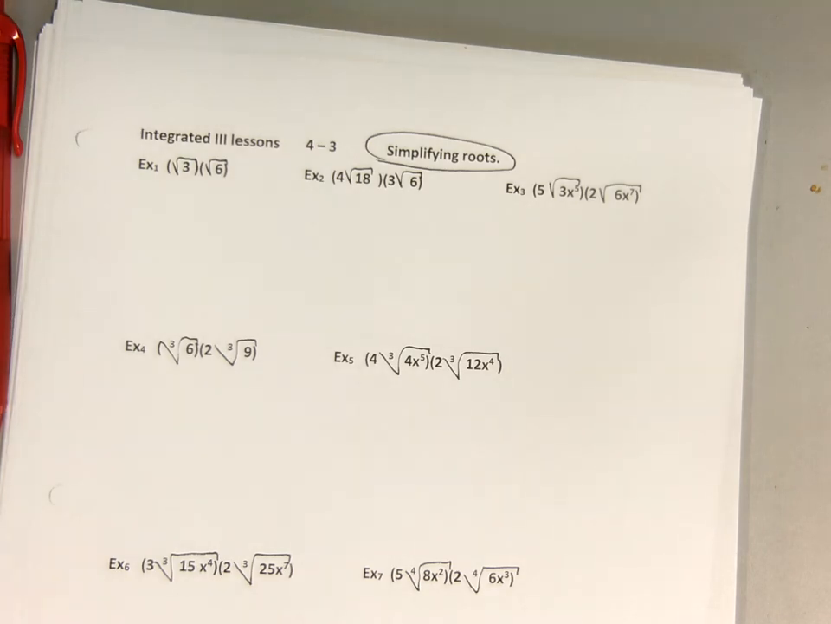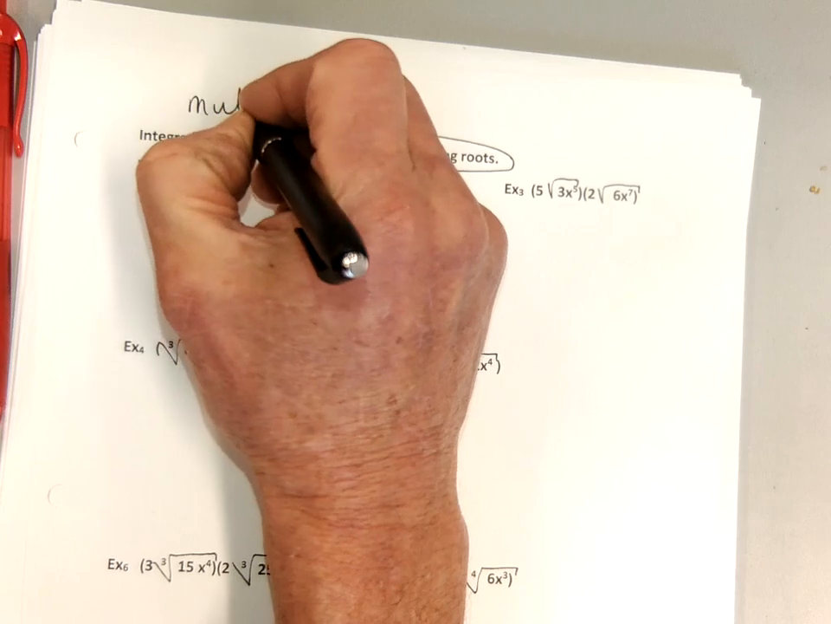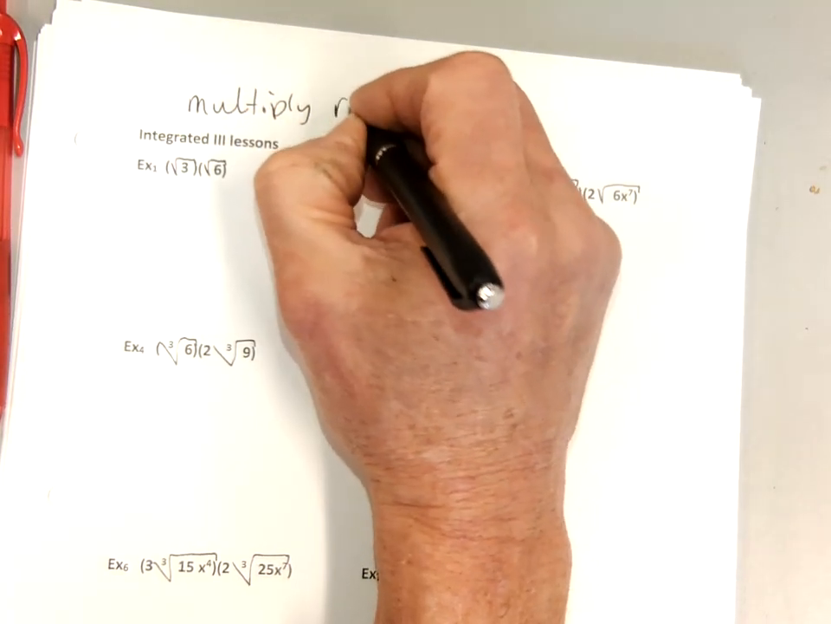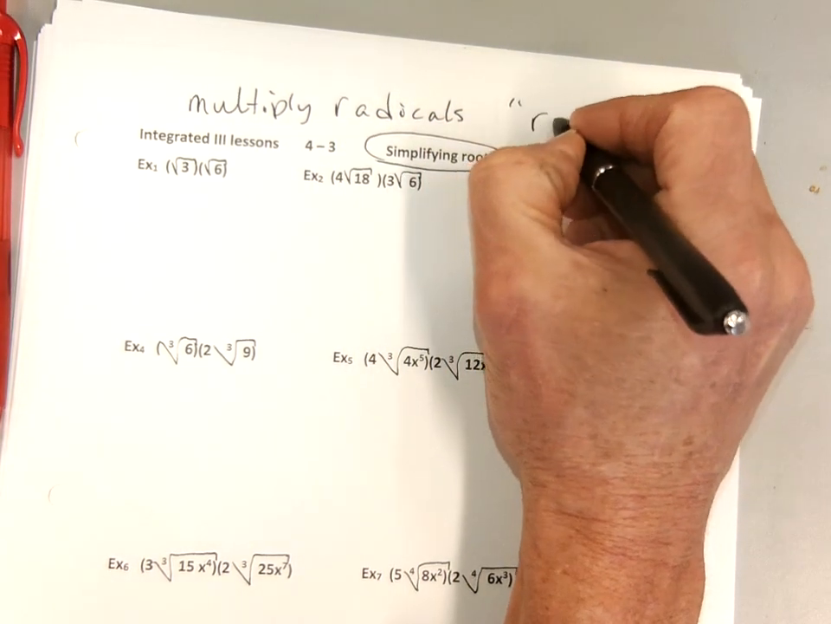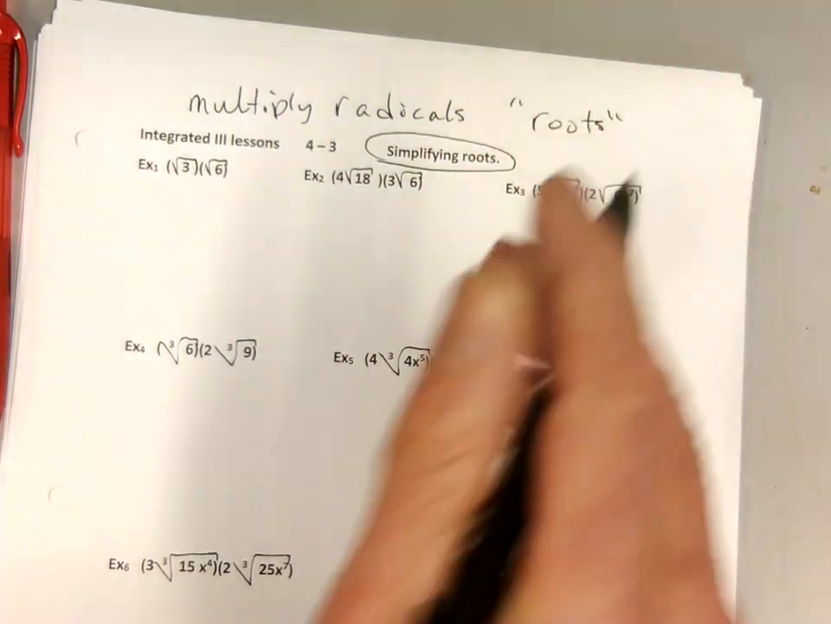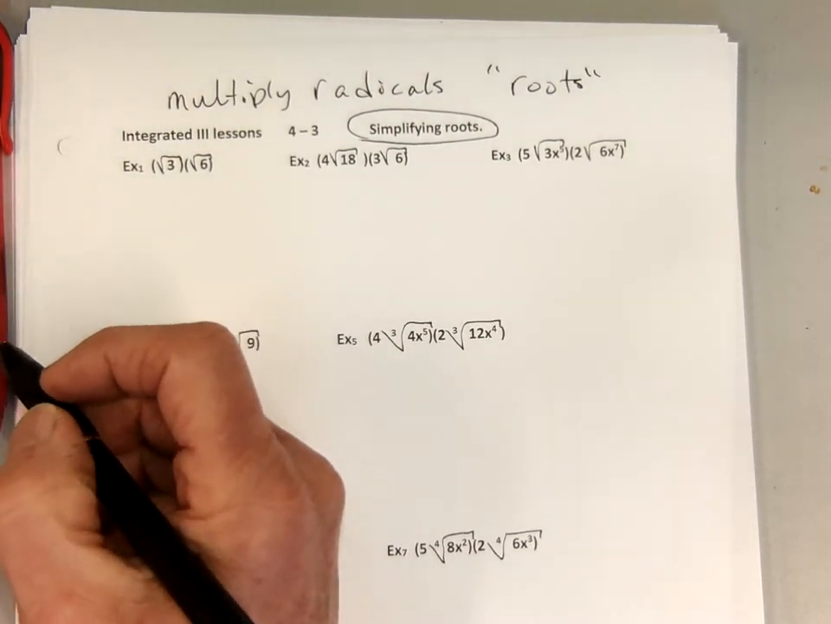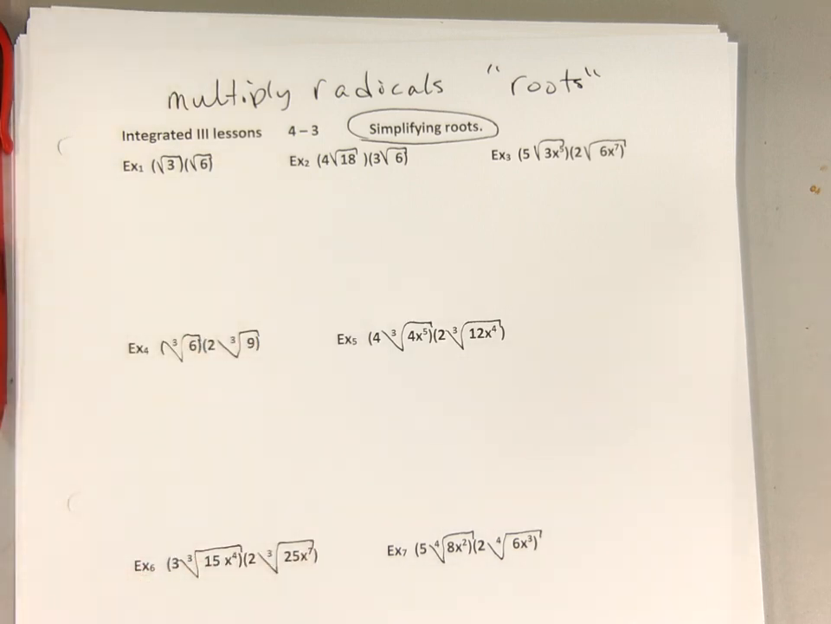Okay, so today what we're going to do is really multiply. It's called radicals. Radicals is a fancy word for roots. Doesn't really matter, but that's the math word for roots. Any root is called a radical. So we can multiply anything. We're just going to multiply whole numbers with whole numbers, square root numbers with square root numbers.